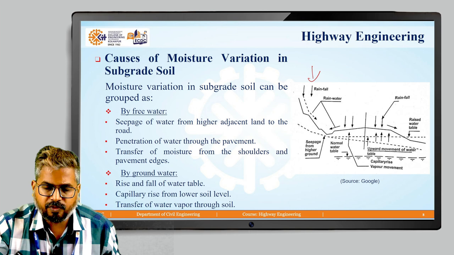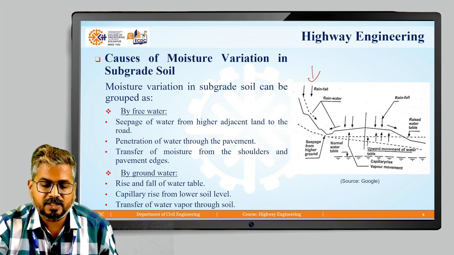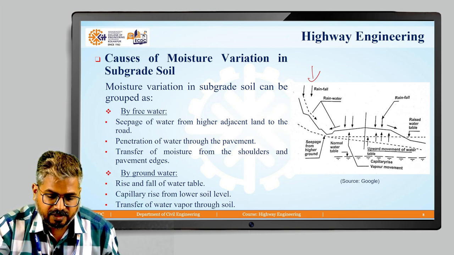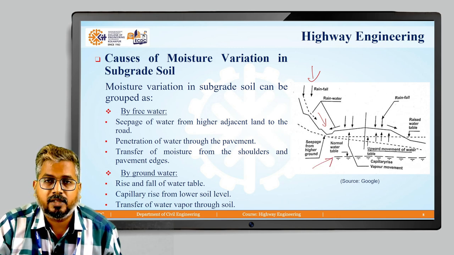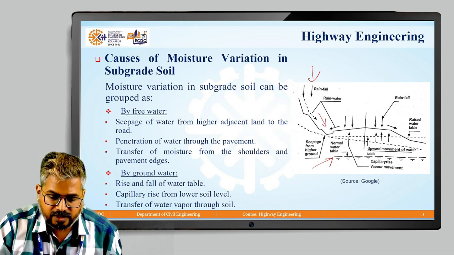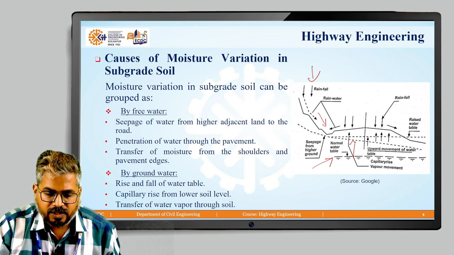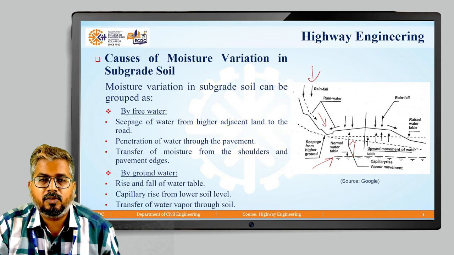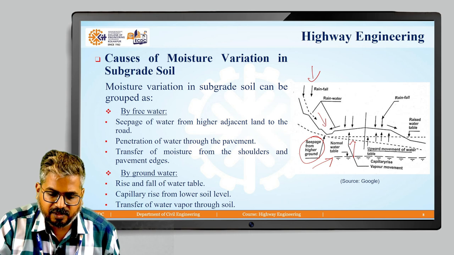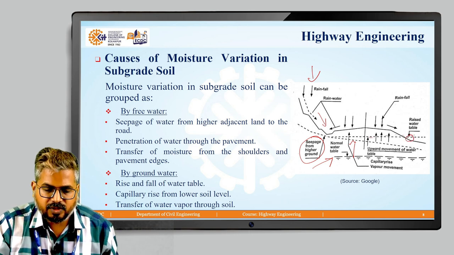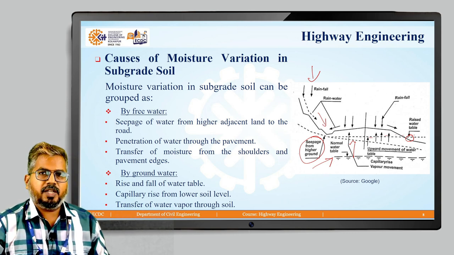In this figure we can see the rainfall. The rainwater is pouring down, and from the higher adjacent land, the water is coming down, which we can see here. Then we can see the normal water table level, and then we can see the upward movement of the water, because the seepage is coming from the higher ground level. The new or raised water table can be seen here, shown with the dotted line. So this is how moisture variation happens. This is one of the examples that we have shown here.